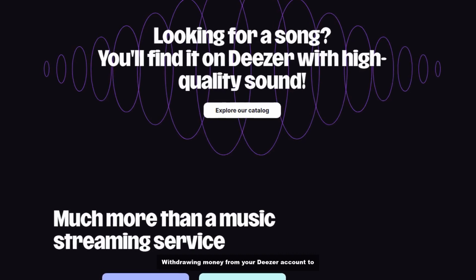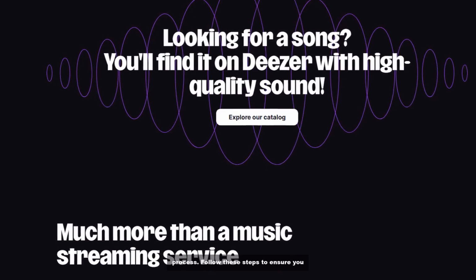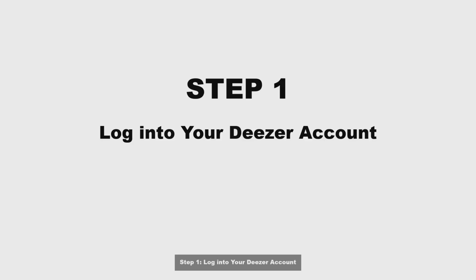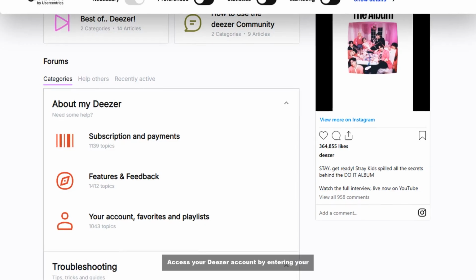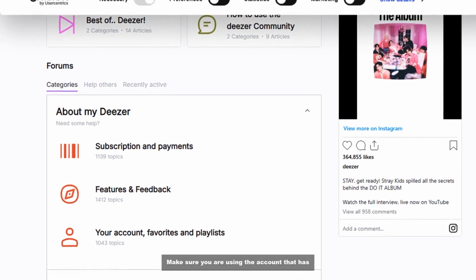Withdrawing money from your Deezer account to your bank account is a straightforward process. Follow these steps to ensure you complete the transaction successfully. Step 1. Log into your Deezer account. Access your Deezer account by entering your credentials on the Deezer website or app. Make sure you are using the account that has the funds you wish to withdraw.